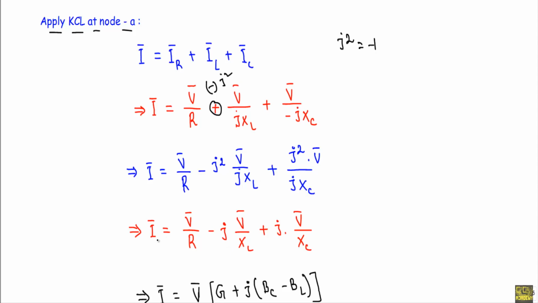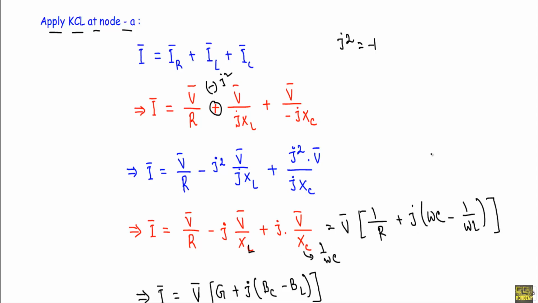Okay, now see, in the next line I will get I equal to V over R minus j V over XL plus j V over XC. If I take V common from all the terms, I will get 1 over R plus j over XC, or if I put XC is equal to 1 over omega C, you will see I will get omega C minus 1 over XL, or instead of XL I will put 1 over omega L.